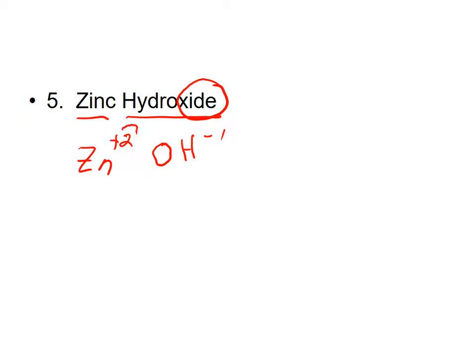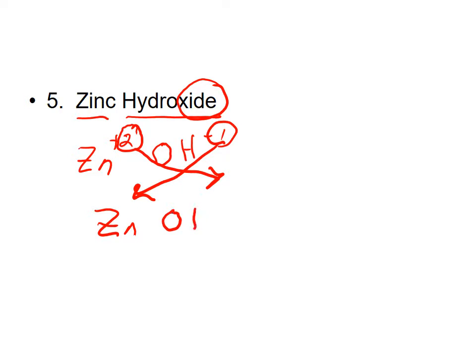So what we have to do is cross. And I'm only going to take the number. The 2 is going to come down here. The 1 will come down here. So that says that I have Zn1. Now I never write the number 1 in chemistry. The symbol counts as 1. Then I have OH with a 2 after it.